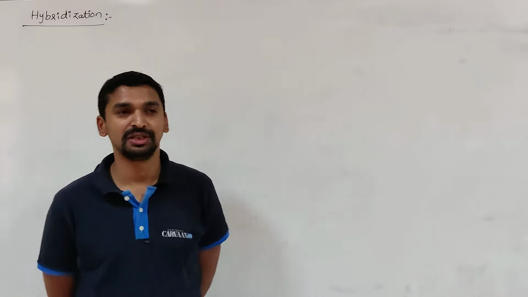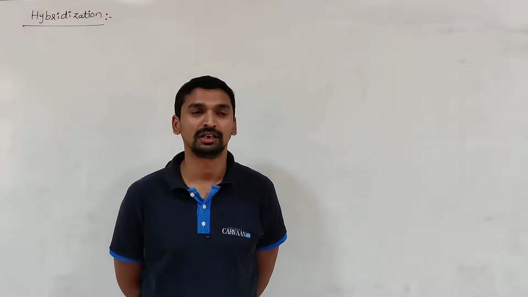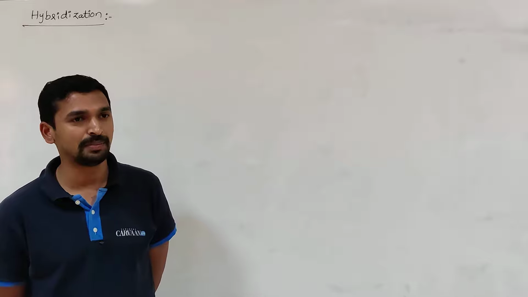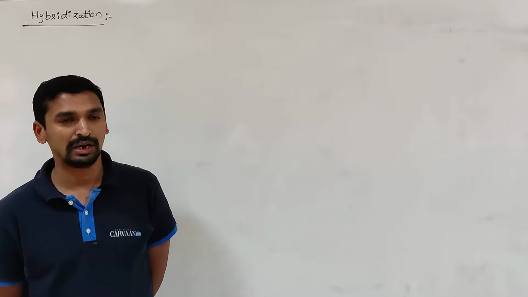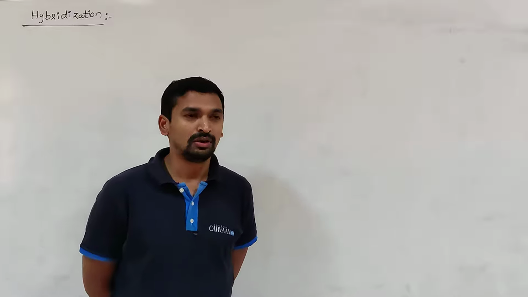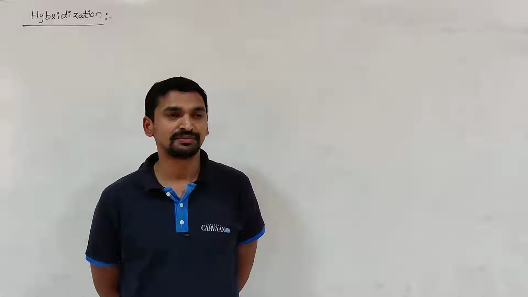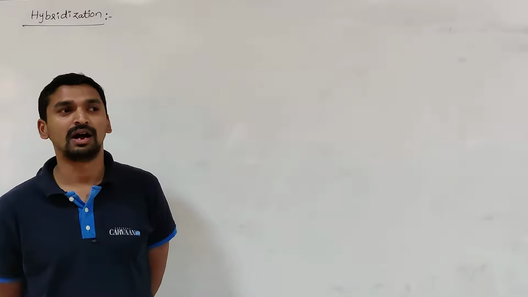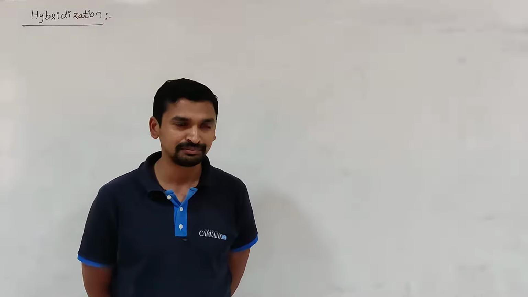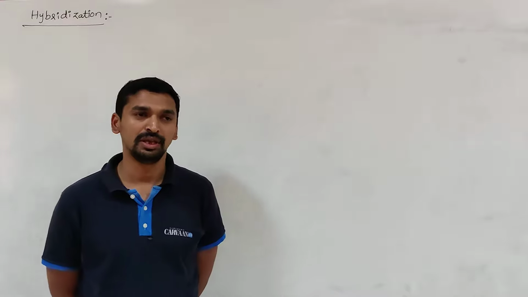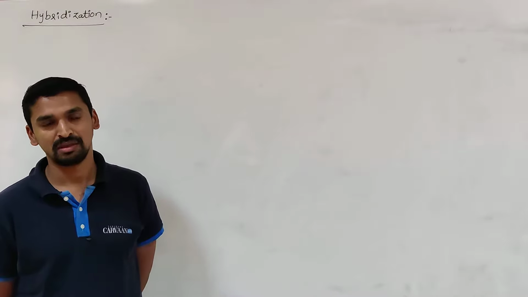Good morning, students. In the last class, we discussed the concept of overlapping of atomic orbitals, and also the types of overlapping and types of covalent bonds, that is sigma and pi bond. During the discussion of those concepts, we concluded the statement: overlapping of atomic orbitals of bonding atoms results in the formation of a covalent bond in molecules.